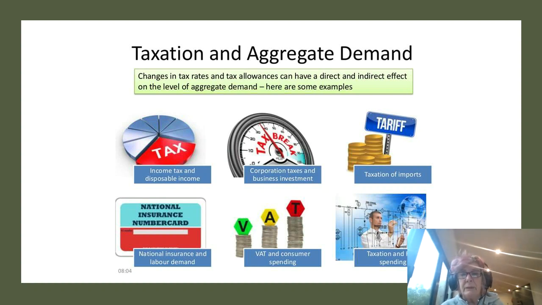But there are other taxes that can be used within fiscal policy. We can increase the tax on imports, for example. We can increase VAT, those indirect taxes that are levied on goods and services, and that might have the effect of reducing consumer spending at a time when aggregate demand was running away too high. So there are some general ways that taxation can be used via income tax and corporation tax, and there are some more specific ways that taxation can be used to control aggregate demand in particular regions or for particular goods and services.